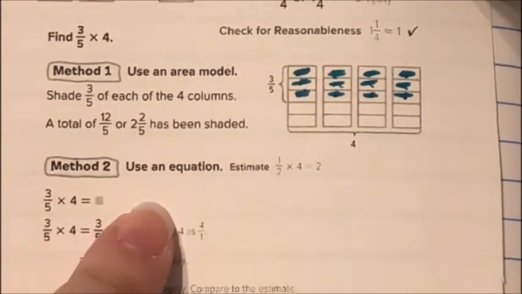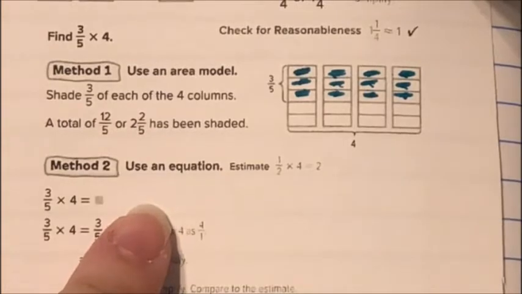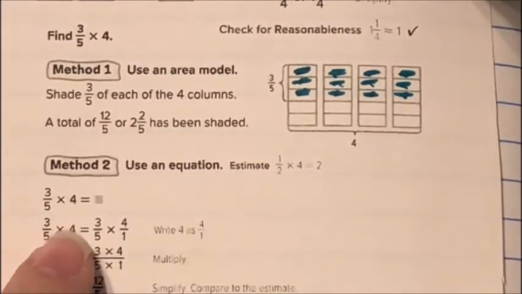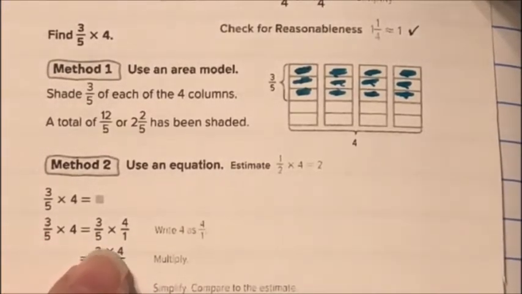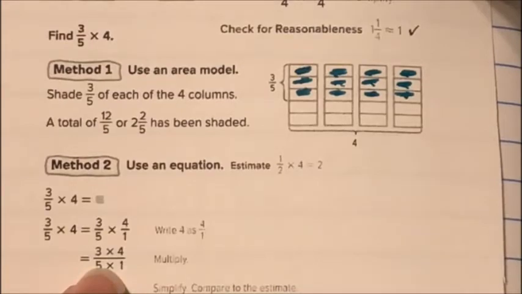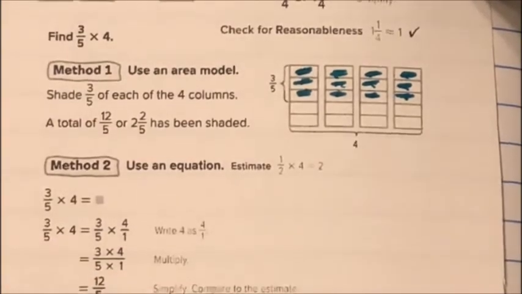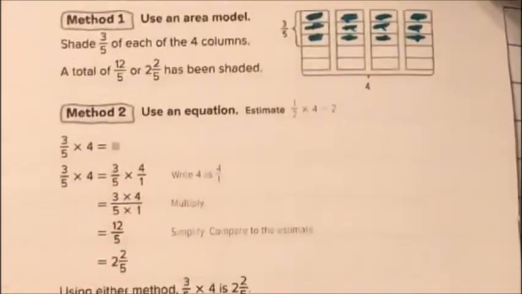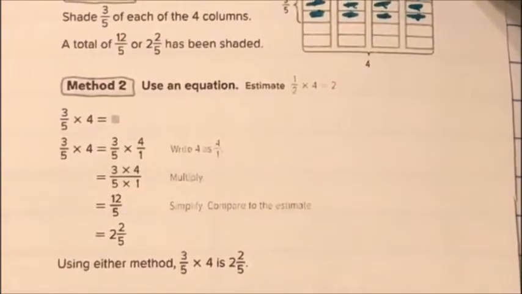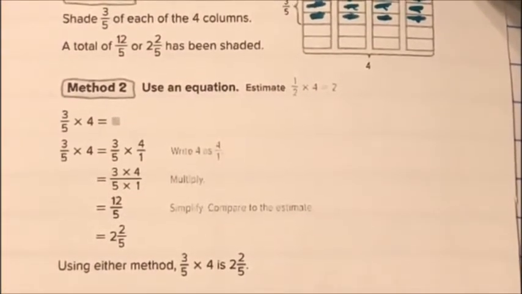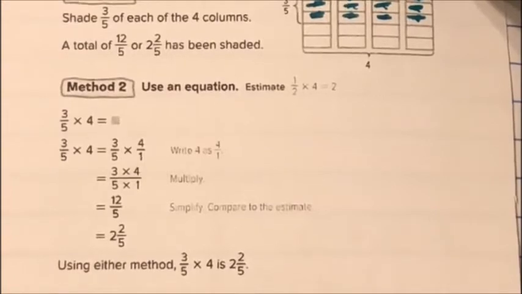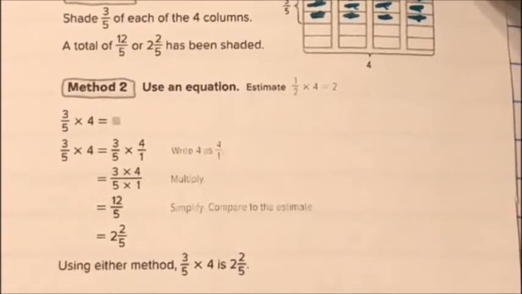Again, method 2, I could use an equation. I have 3/5 times 4, which is the same thing as saying 3/5 times 4 over 1. Multiply the numerators, 3 times 4, and the denominators, 5 times 1. So I get 12 over 5, or 2 and 2/5. Either of those methods will work. It's completely up to you which one you would like to use.